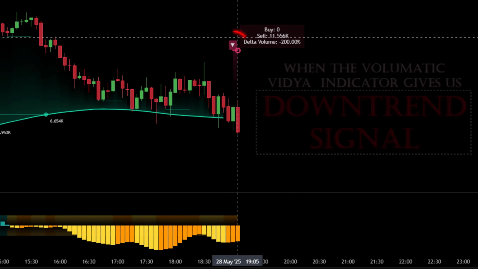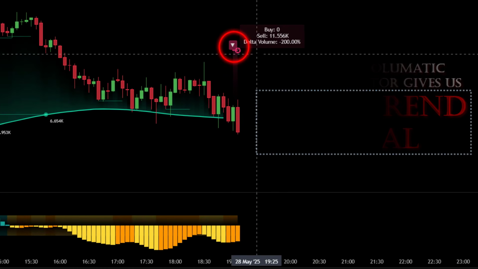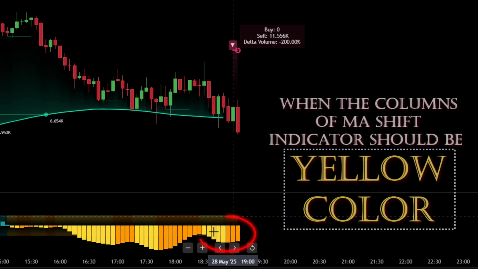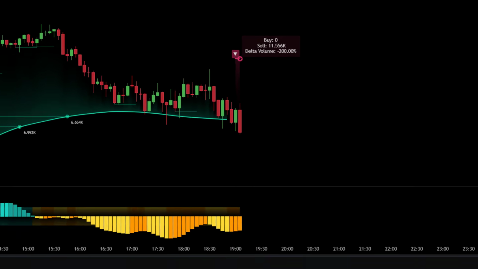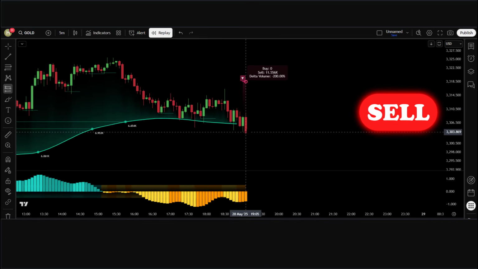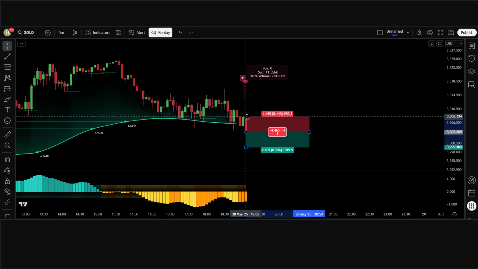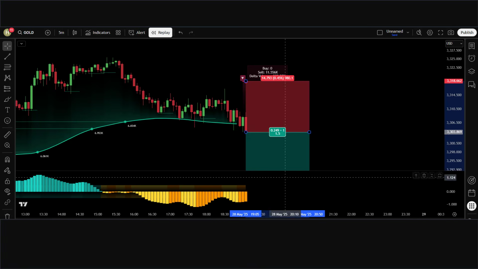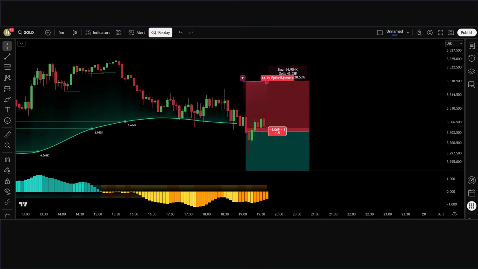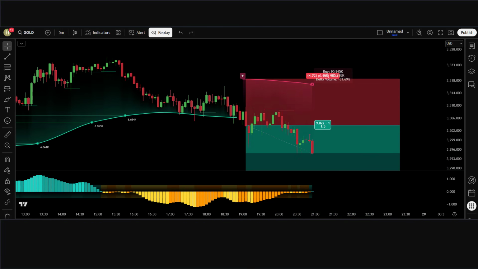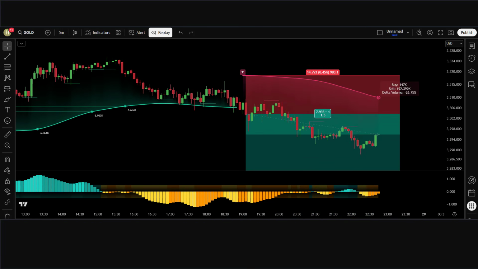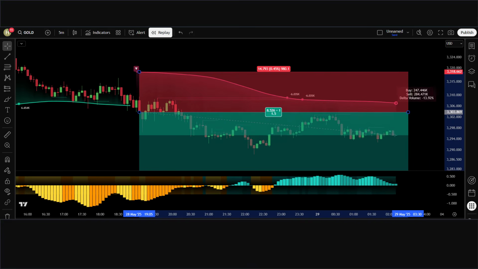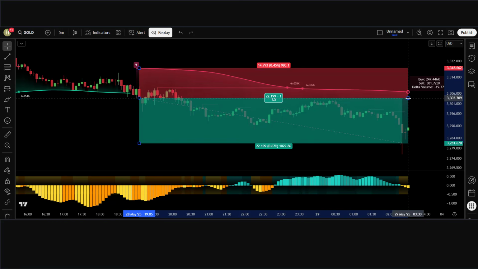Now, let's understand the concept where we will take buy and sell trades based on their conditions. When the Volumetric VDA indicator gives us downtrend signal. When the market has formed a bearish candle. When the columns of MA Shift indicator should be yellow color. If this condition is fulfilled, then we will place sell order. Our stop loss will be placed at the plot line of VDA indicator. And the risk to reward ratio will be 1:1.5. The market has completely hit the target.